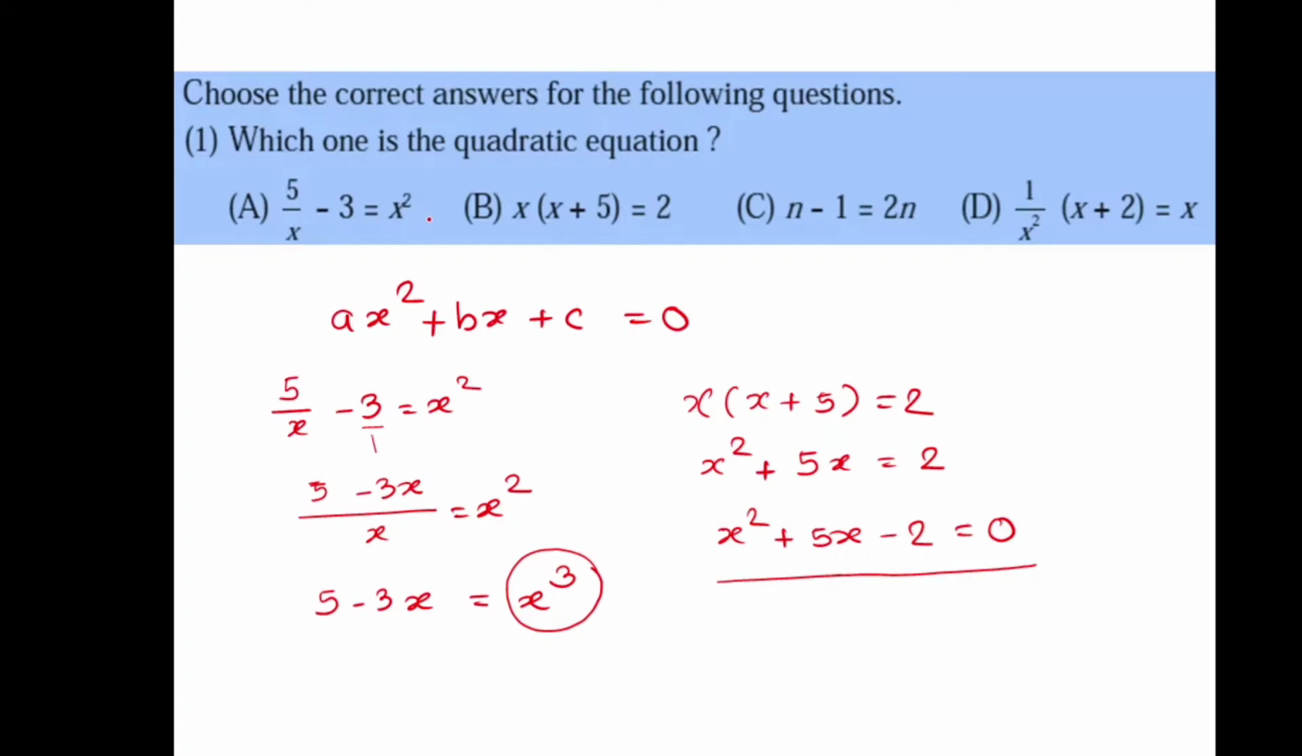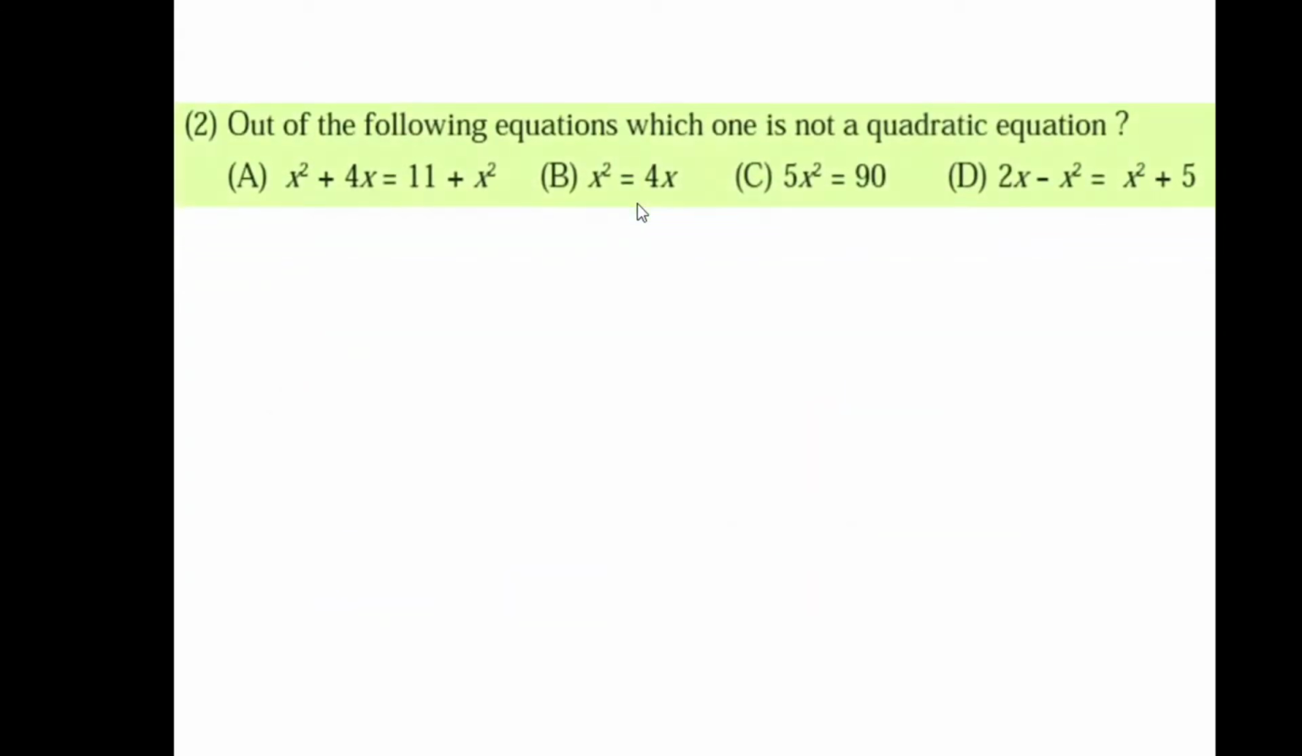So here the alternative B is a quadratic equation, that is x into x plus 5 is equal to 2 is the quadratic equation. So we need not check the C and D options whether it is a quadratic equation or not, because we have got our answer, that is x into x plus 5 is equal to 2 is a quadratic equation. Let us have the next question.